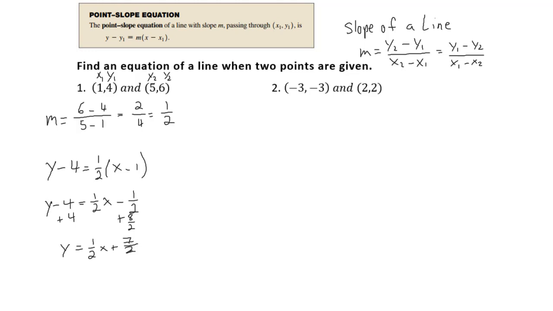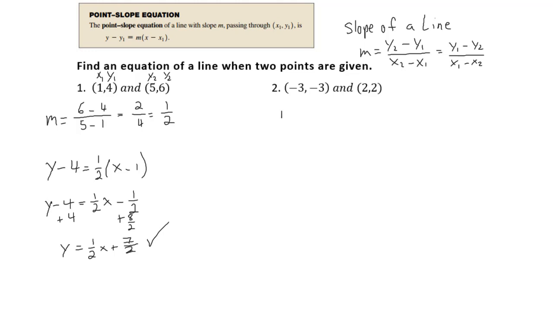Okay, and so you can check both those points. If you plug in 1, you get 1/2 plus 7/2, which is 8/2, which is 4. If you plug in 5, half of 5 is 2.5, or 5 over 2, plus 7 over 2 is 12 over 2, which gives you 6. So both those points are found in this line.